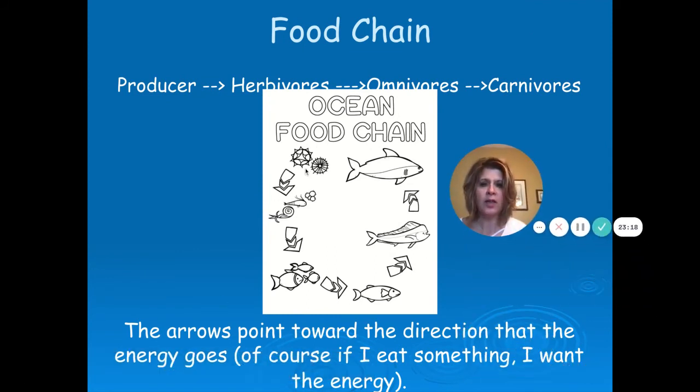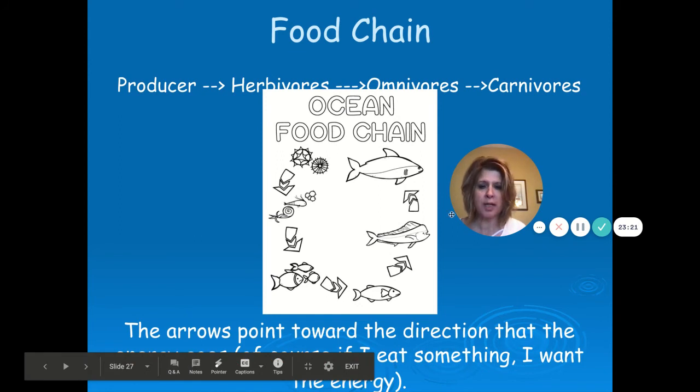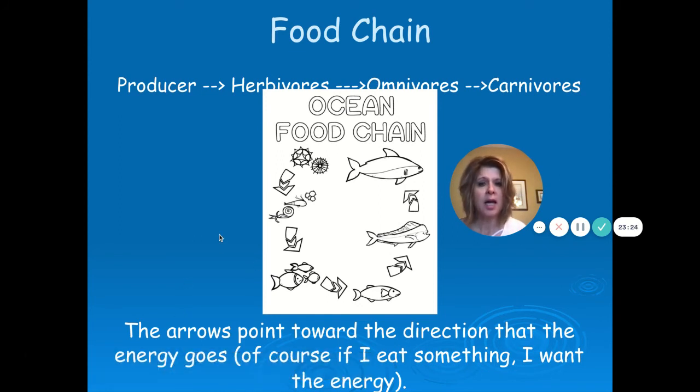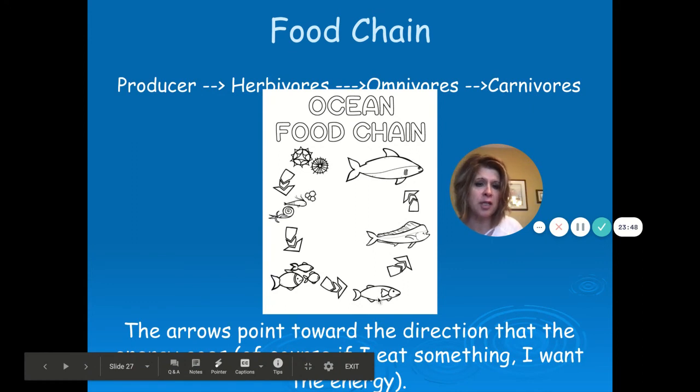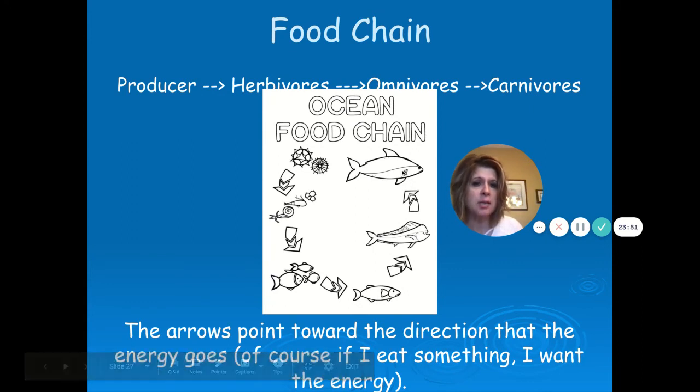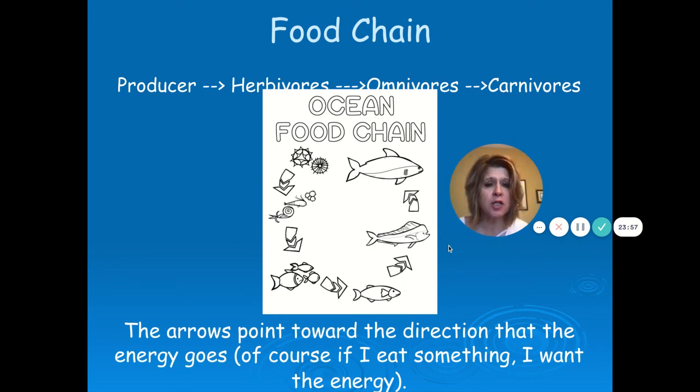Now, if you look here, the arrows are pointing toward the direction that the energy is moving. Of course, if I eat something, I want the energy. So this tells me that the zooplankton is eating the phytoplankton. The fish here is getting the energy from the zooplankton. This group of fish, known as schools, are sending their energy to the fish. And so as the energy is moved, how is the energy moved? It's moved in this direction. So it points in the direction of who is eating it and who is getting the energy.